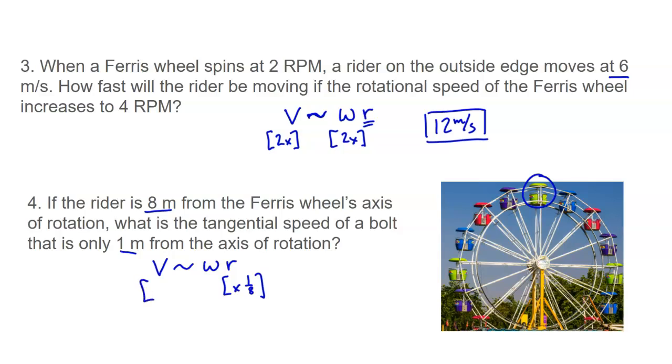So since they're directly proportional, whatever factor you change on the right-hand side has to change the same amount on the left-hand side. So this will also change by 1/8. Okay, so if originally it had a speed of 12 meters per second, then we'll take 12 divided by 8, and we get 1.5 meters per second. So this bolt is going to be going much slower, because it's closer to the axis of rotation.